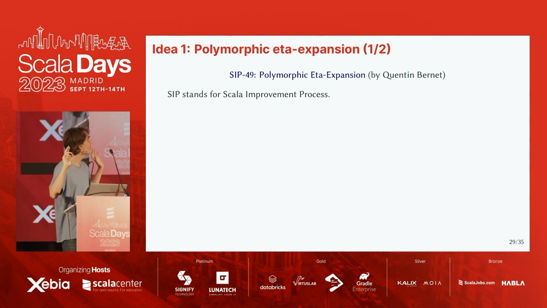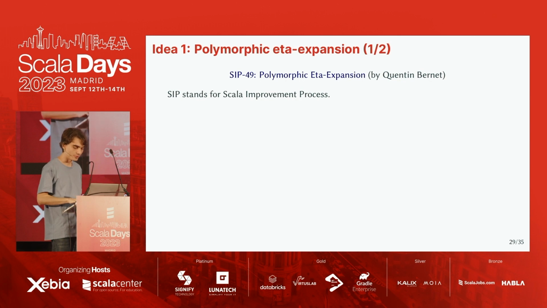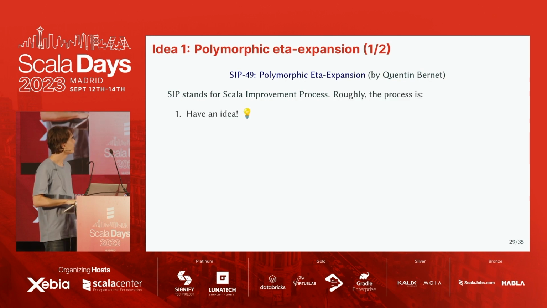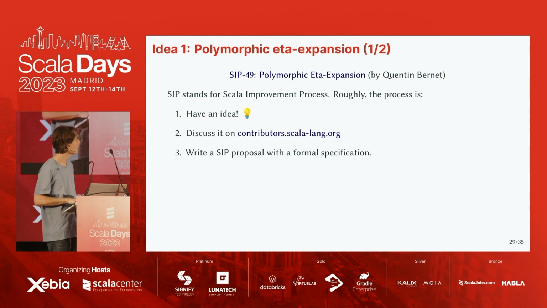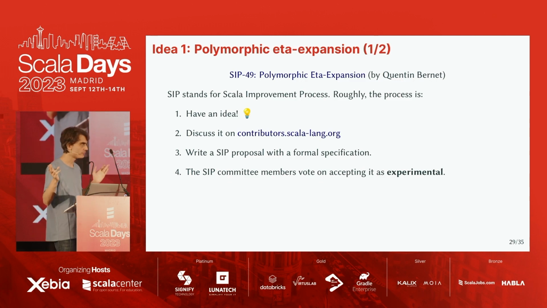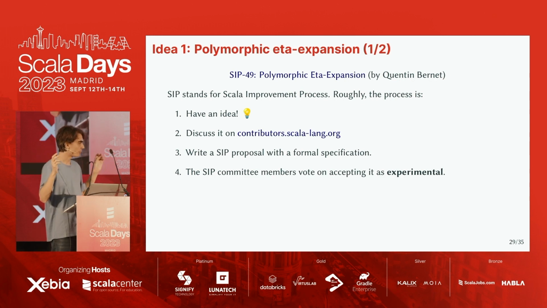SIP is the Scala Improvement Process, which is how we add new stuff into the language. And the process, very roughly, is someone has an idea, they discuss it on the contributors forum, they write a specification of this idea, then the SIP committee, which is chaired by the Scala Center and has members from all over the Scala community, votes on whether this should be accepted as experimental, needs more work, or should be rejected.